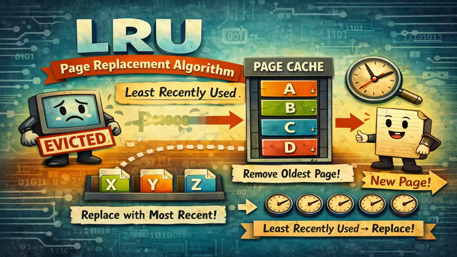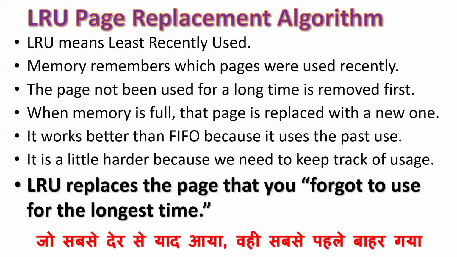Now let us understand LRU more clearly. Let us keep in mind, it keeps track of usage history. It identifies the least recently used page and replaces that page when memory is full. The advantage is better performance compared to FIFO, and it reduces unnecessary page removals. But the disadvantage is that it is very complex to implement and requires tracking of page usage. A simple way to remember: the page that has been forgotten for the longest time is removed first. जो सबसे देर याद आया वही सबसे पहले बाहर गया.